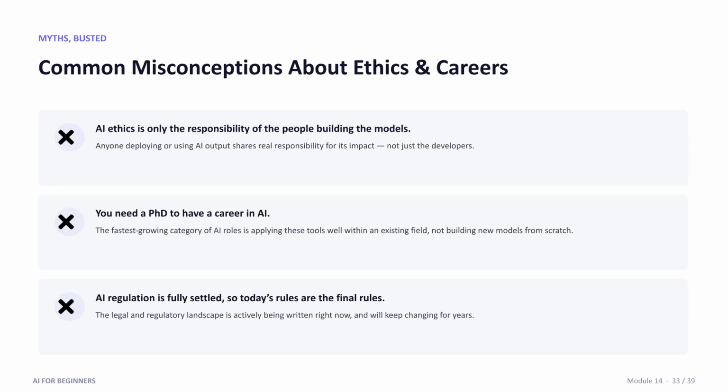Let's clear up some common misconceptions. AI ethics is not just for developers. Everyone using these tools is responsible for their impact. You also do not need a PhD to work in AI, as many roles focus on applying tools to existing fields. Finally, remember that AI regulation is still being written.